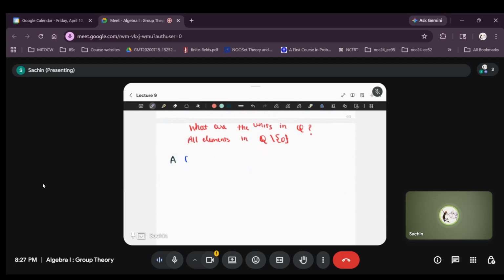So a field is a ring R in which every non-zero element is a unit. So in this definition, we are saying every non-zero element is a unit.